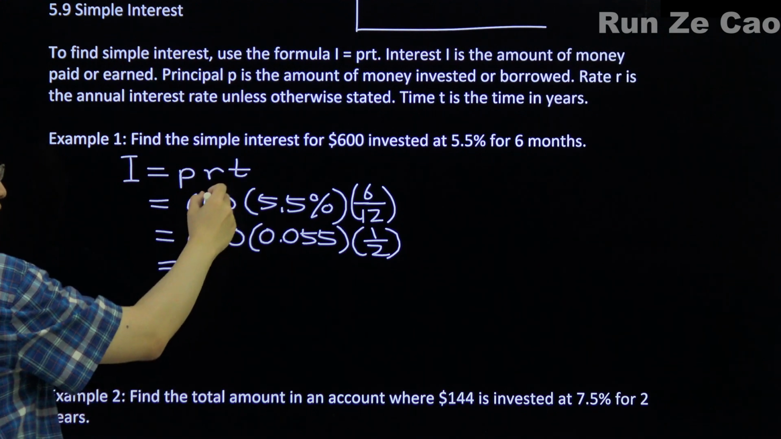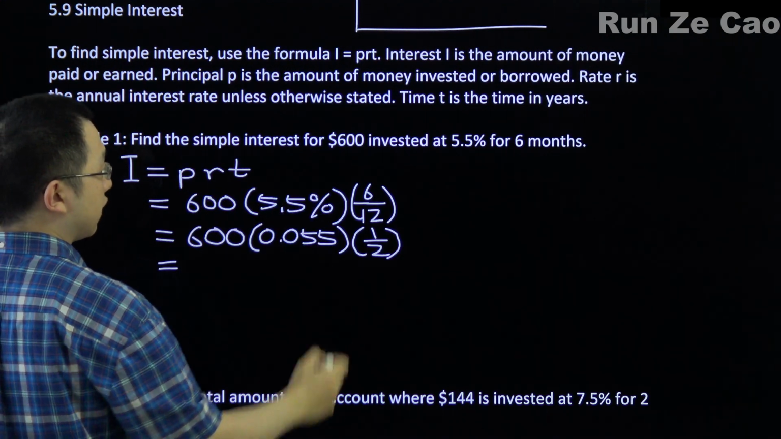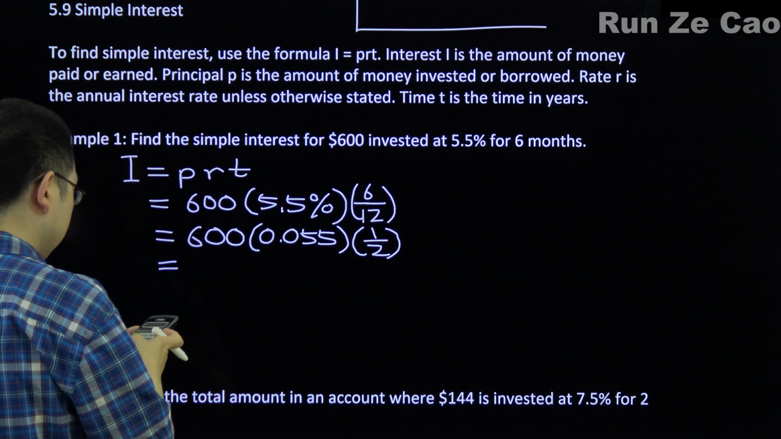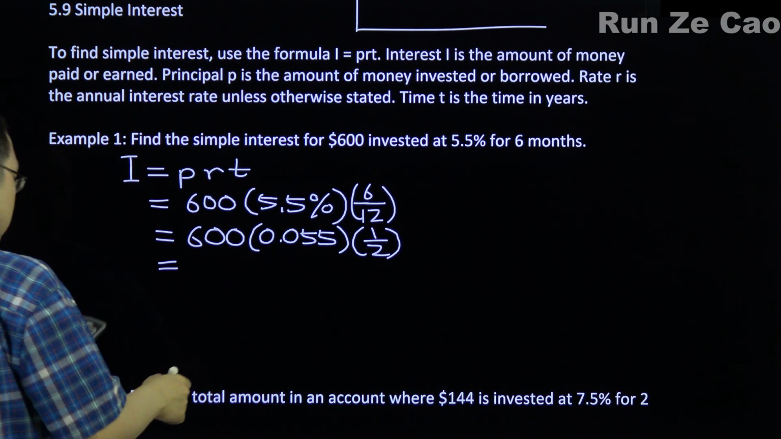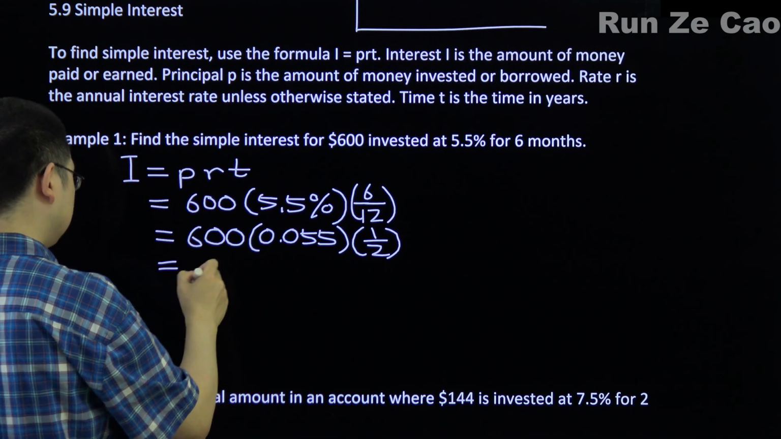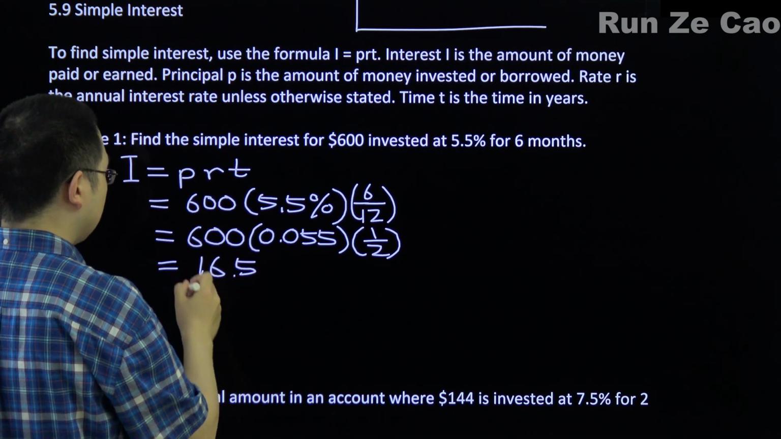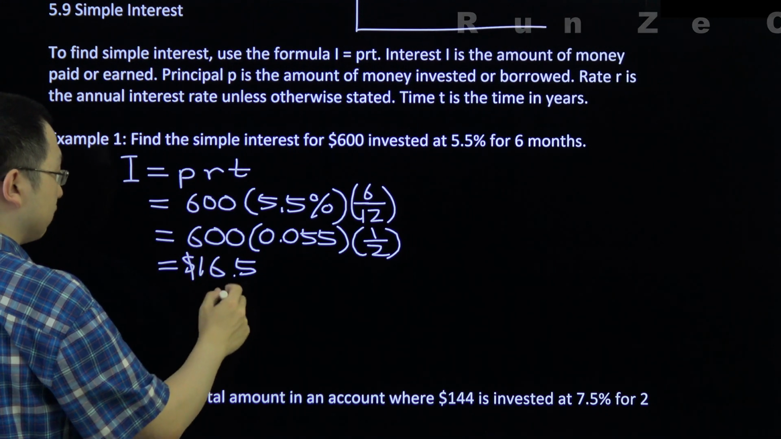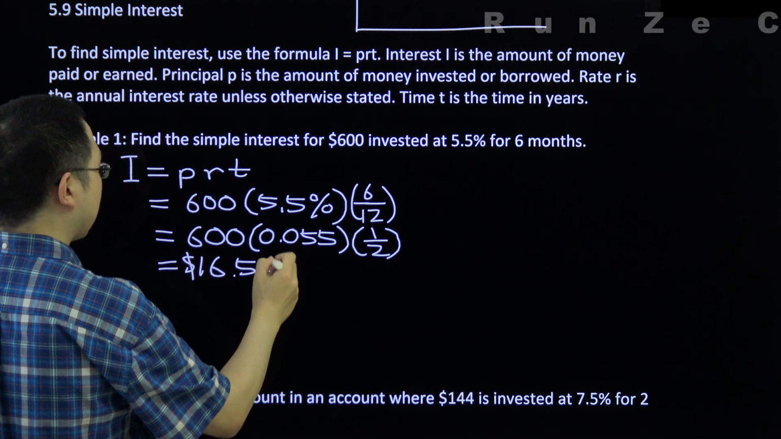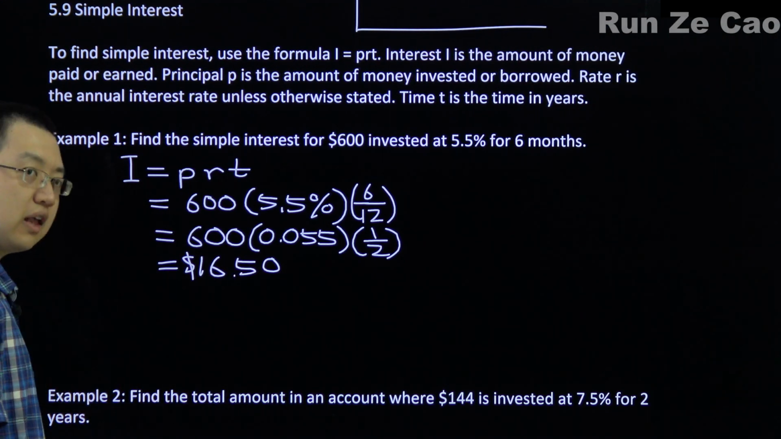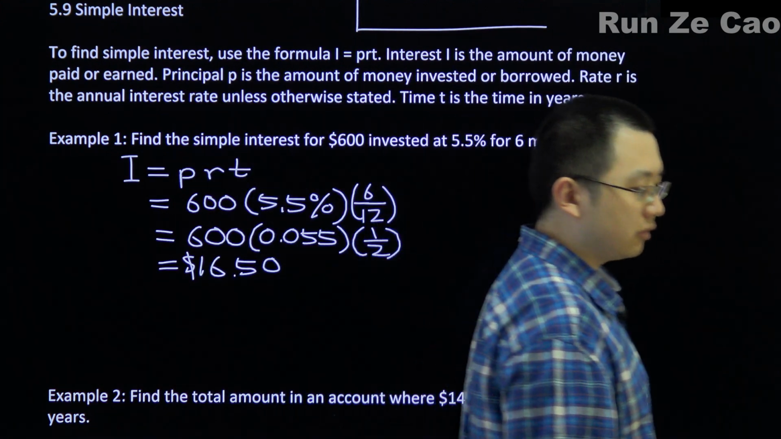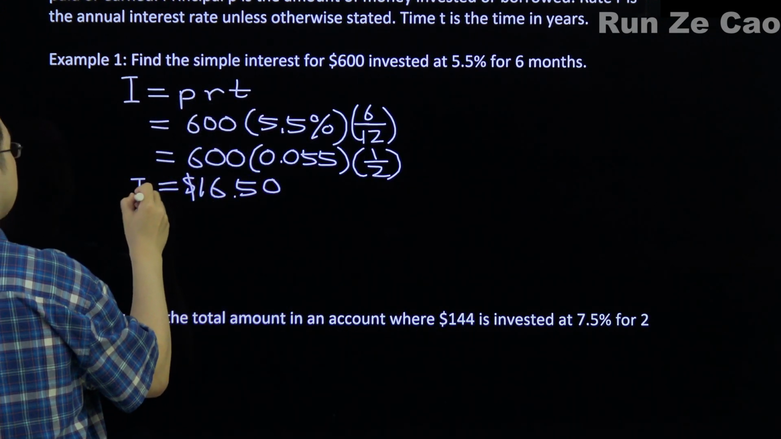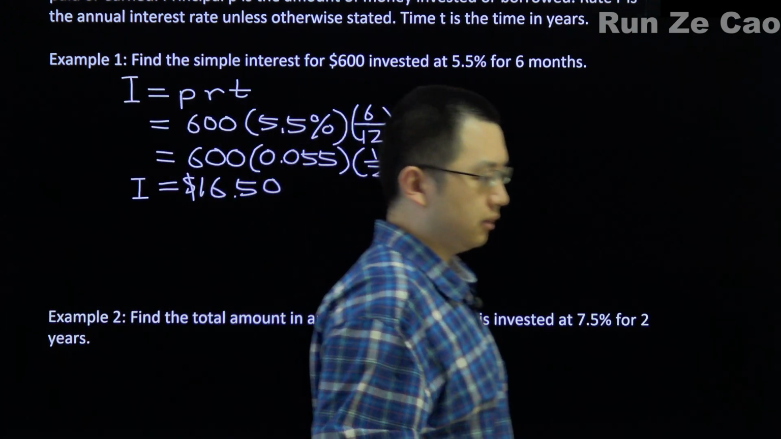What else could you have done? Actually, you could have canceled the 100, so the 2 zeros, with the percent symbol. So you could have done 6 times 5.5 divided by 2. Overall, this whole thing multiplies out to $16.5. But because it's dollars, sometimes you're supposed to write the dollar sign in front, although most teachers don't actually care if you write it at the back. And you're supposed to have all the cents included as long as you don't have a whole dollar amount. So the simple interest would be $16.50. That would be your statement.